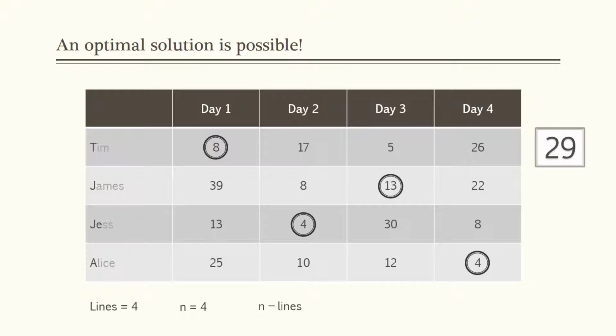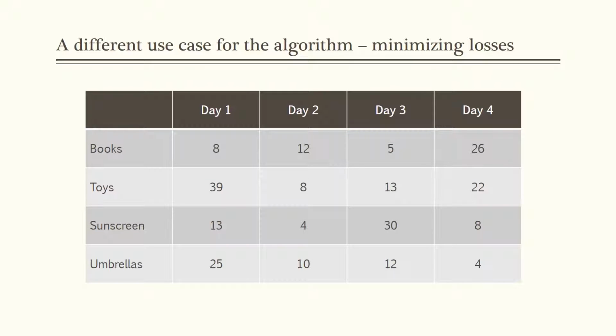The Munkres algorithm can be modified to find the maximum matching of a table. Let's look at it this way. We're going to use the same values as we used before, but instead of having people doing jobs, we're going to have items that are going to be sold in a store. We're going to sell books, toys, sunscreen, and umbrellas in 4 days. These numbers inside the table are the profit for each item. We cannot use 2 items in the same day.